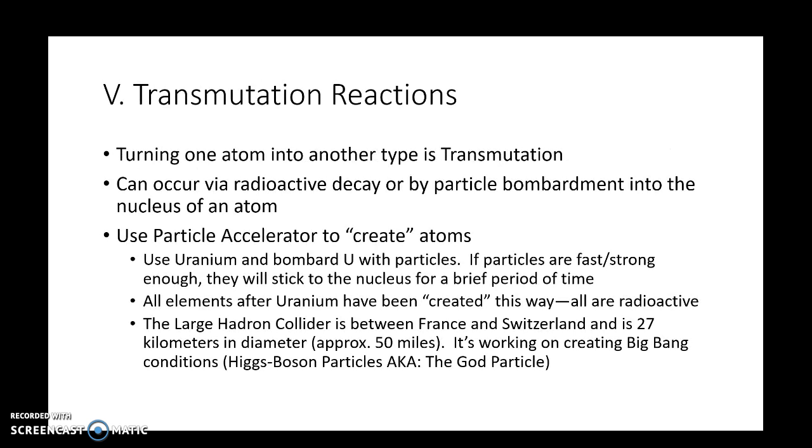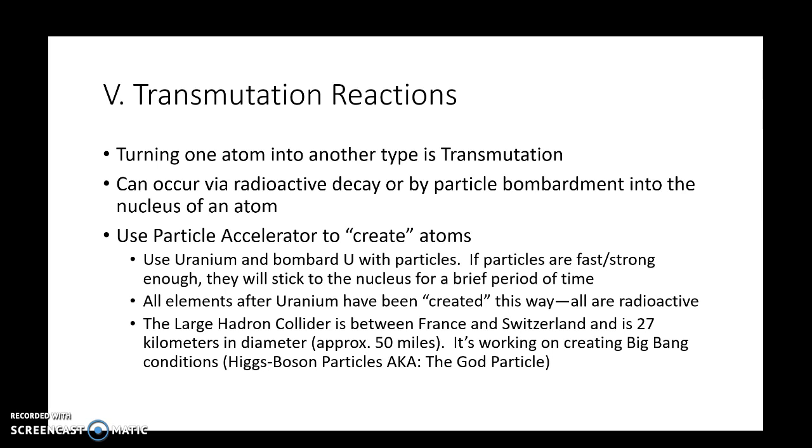Now, last thing that we're going to talk about is transmutation reactions. Basically, this is when you're taking an atom and you're turning it into something else. It's what we go through with alpha decay, beta decay and electron capture. When we take an element or an atom and turn it into something else, that's transmutation. Trans means across, mutate means to change. So this is changing across.